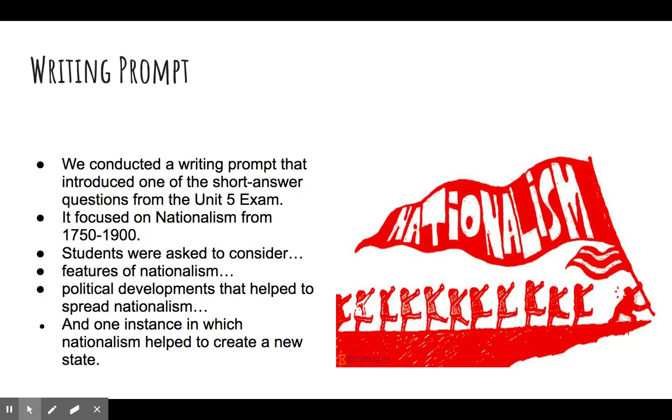We had a writing prompt that introduced one of the short answer questions from the Unit 5 exam, which focused on nationalism. You were asked to consider what the features of nationalism were in this period, some of the political developments that would have helped to spread nationalism, as well as providing an instance in which nationalism helped to create a new state during this period.